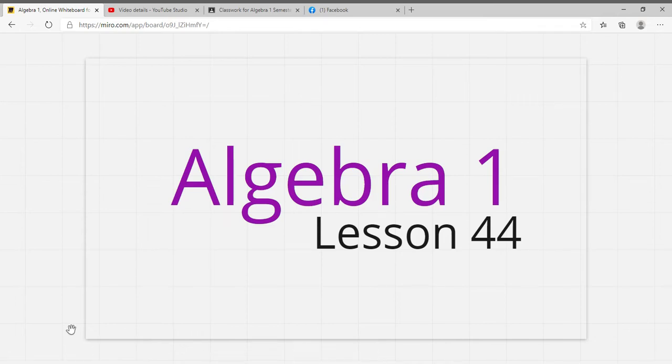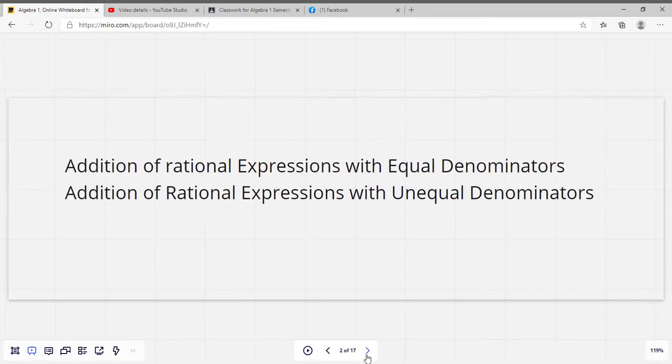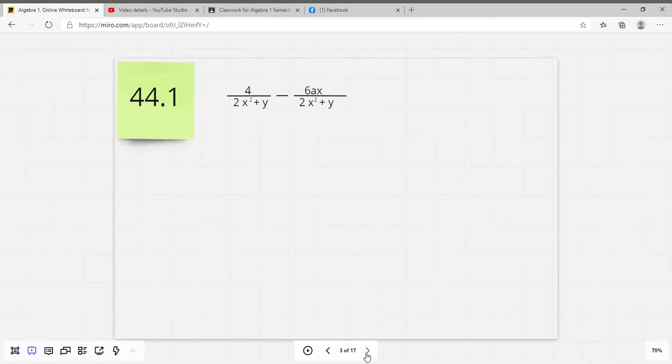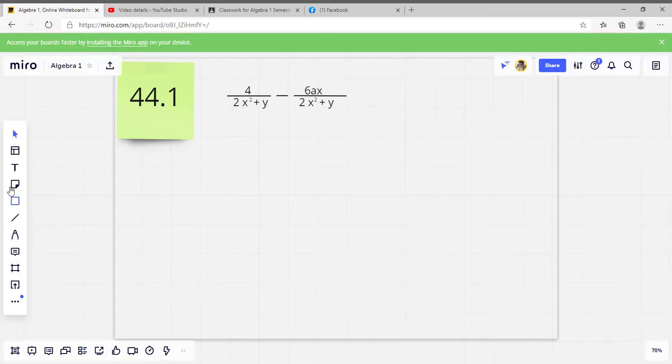Hi everybody, this is Algebra 1, Lesson 44, and in this lesson we're going to cover addition of rational expressions with equal denominators and addition of rational expressions with unequal denominators. So when we're adding fractions, normally if our denominators are not the same, we are going to have to find a common denominator. But on these first ones, the denominators are the same.